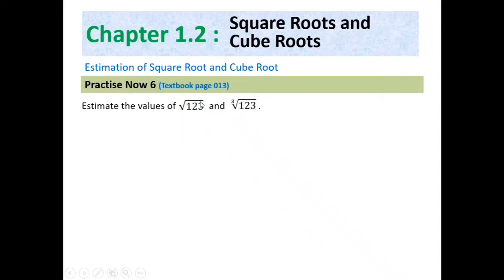Okay, estimate the values. Now, if you want to estimate, what you need to do is try to use the logic. This is a square root on the left side, and on the right side is a cube root. So you have two different questions anyway.